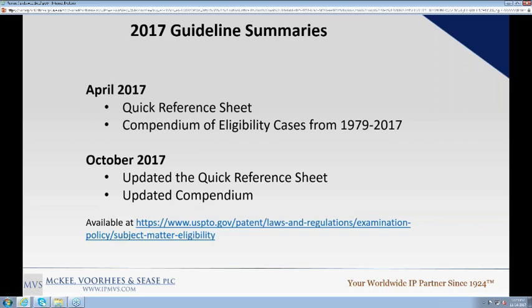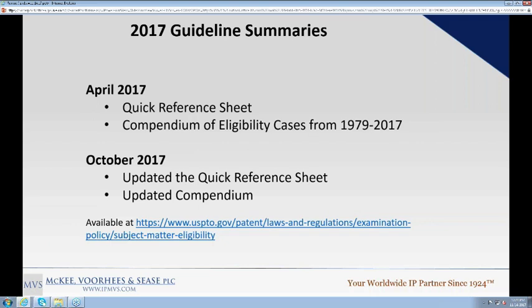And so this compendium of eligibility cases, if you download it, it's an Excel spreadsheet, so you can sort it and organize it in a variety of ways. There's a lot of information in there that's pretty useful, kind of walking back through some of the historic cases, you know, Diamond versus Diehr, Chakrabarty, as well as the most recent cases. Anyway, in October of this year, they actually updated the reference sheet again and updated the compendium again, which I have a little story about that here in a moment.